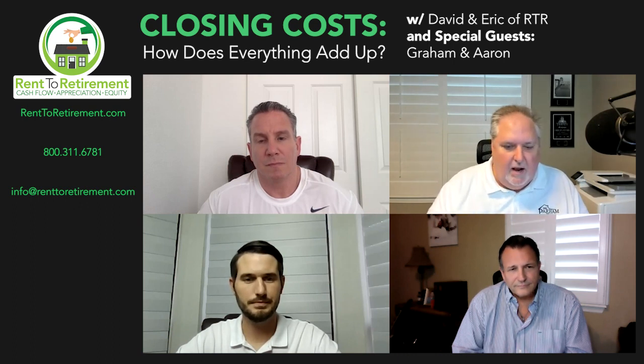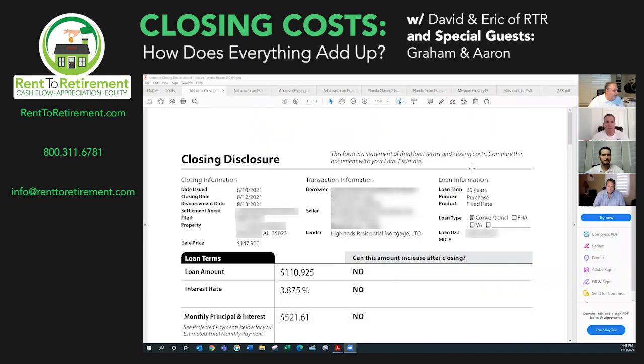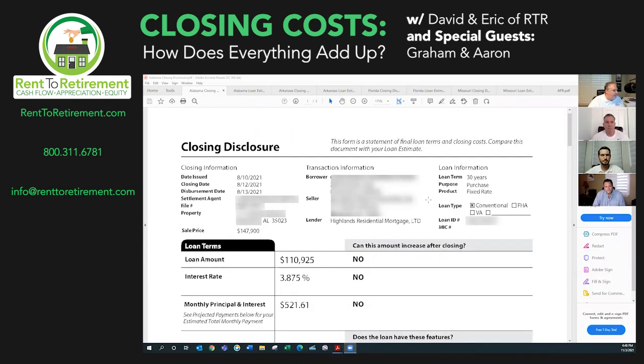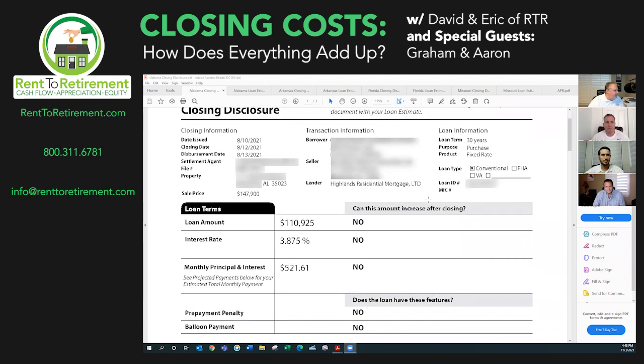So with that, I'm just going to go ahead and transfer our screen over to that part right now. I'm going to turn this over to Aaron, and we're just going to briefly go through here. Aaron, I'm just going to scroll down and you can take it from there. This happens to be one in Alabama, and we did that for a reason.